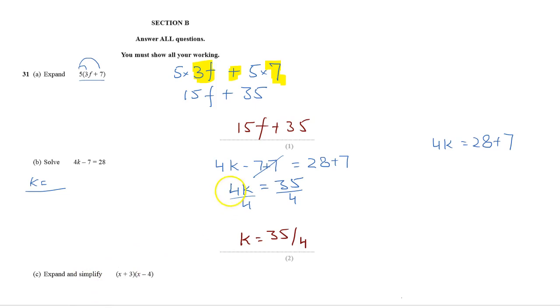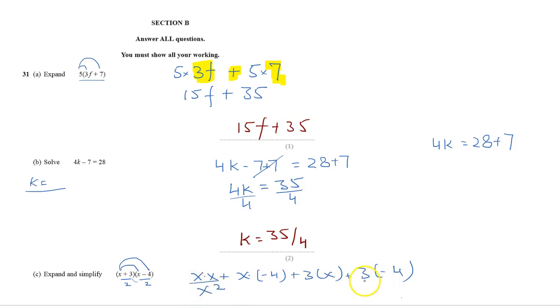Next part is expand and simplify. These are 2 terms and these are 2 terms. If we multiply, we'll get 4 terms. How? x multiply by x and x multiply by minus 4. Now 3 multiply x and 3 multiply minus 4.